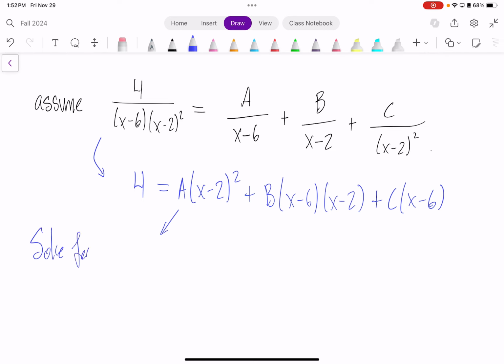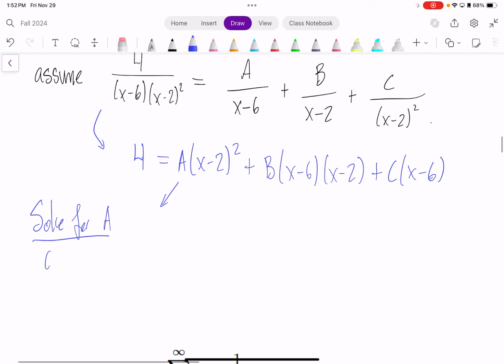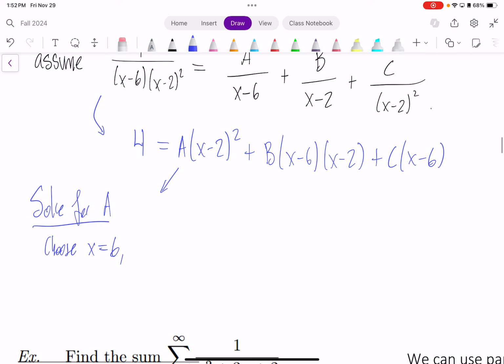Okay, let's try it. Let's solve for a. So if we wanted to solve for a, what value could we choose x to be? Just shout it out. 6, yes. That will eliminate the b and the c terms. So choose x equal to 6. Then 4 will be equal to a times 6 minus 2 squared. So a is equal to 1/4.